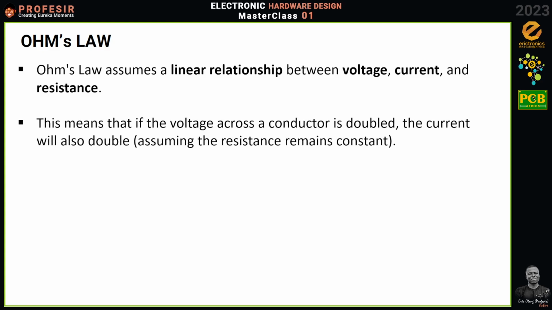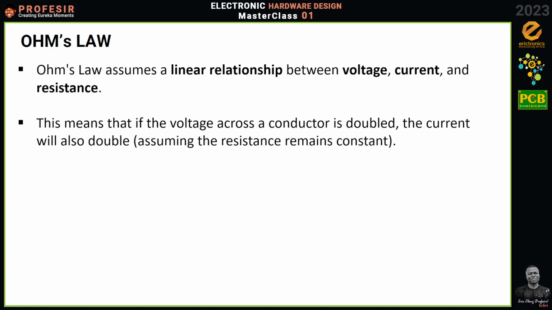So this means that, listen to something, if the voltage across the conductor is doubled, and you look at Ohm's law, it's a linear relationship. So if the voltage doubles, current will also have to double. Now, take note that mostly for Ohm's law, we look at the resistance to be fixed. So the resistance is our constant of proportionality when we are dealing with Ohm's law.